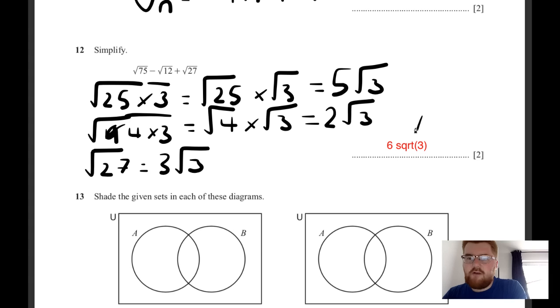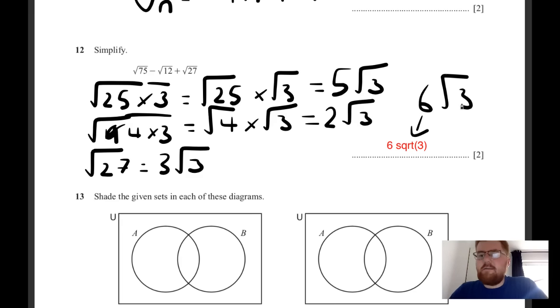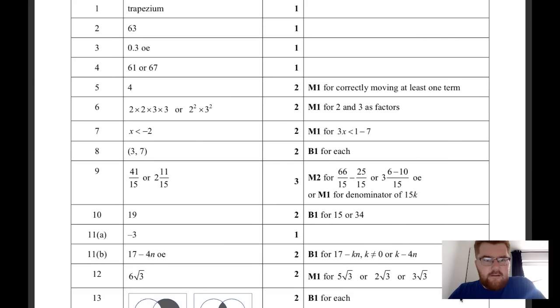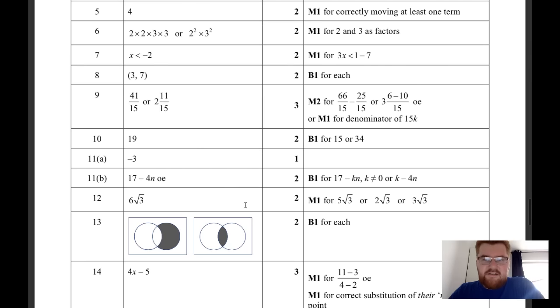Okay, so you can write that, of course, as 6 root 3. A lot of people find that last step difficult, yeah? 5 root 3 minus 2 root 3 is 3 root 3. 3 root 3 plus 3 root 3 is 6 root 3. Okay, and we're done. And you can see you get separate method marks for simplifying each surd separately as well. Good.